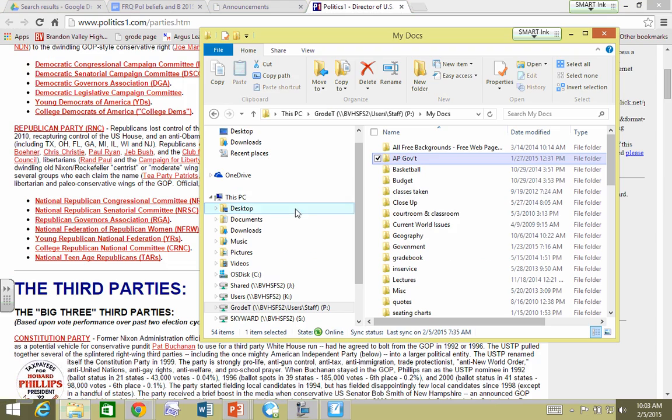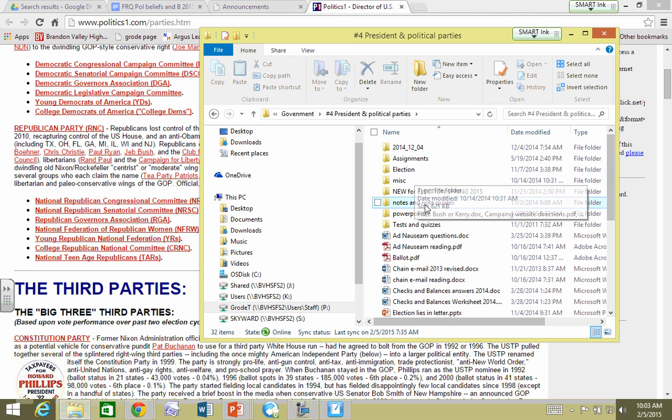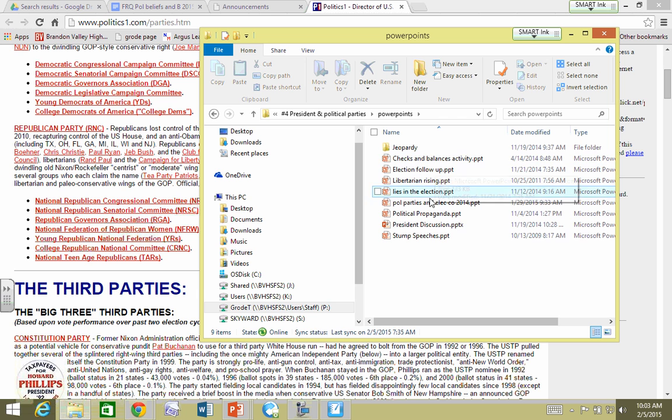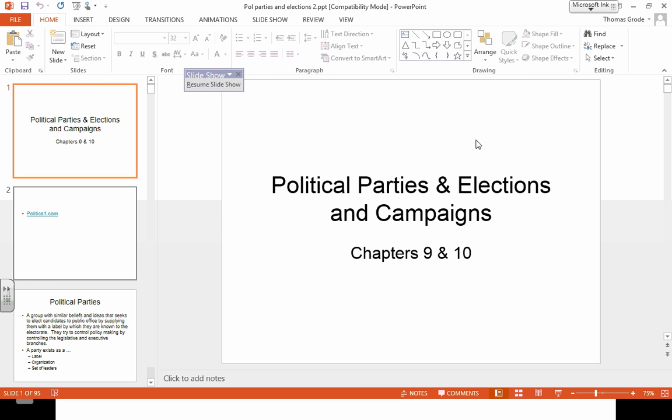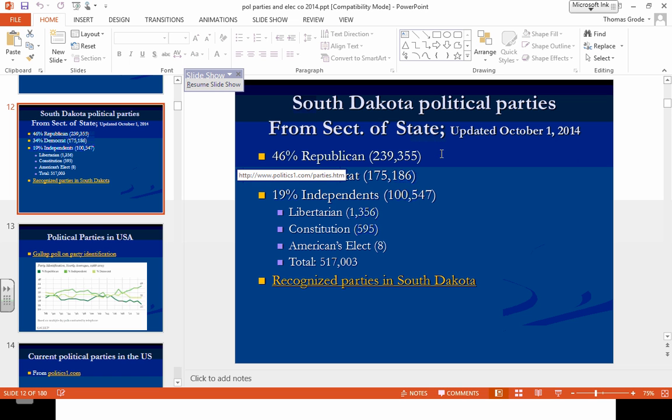And so I'm going to go to my government one here, and I just got to find it real quick. It won't take me but a second to find that PowerPoint. Just to show you the numbers in South Dakota when I updated it last fall. Maybe it won't take long. Okay. There we go. This is updated on October 1st of 2014.